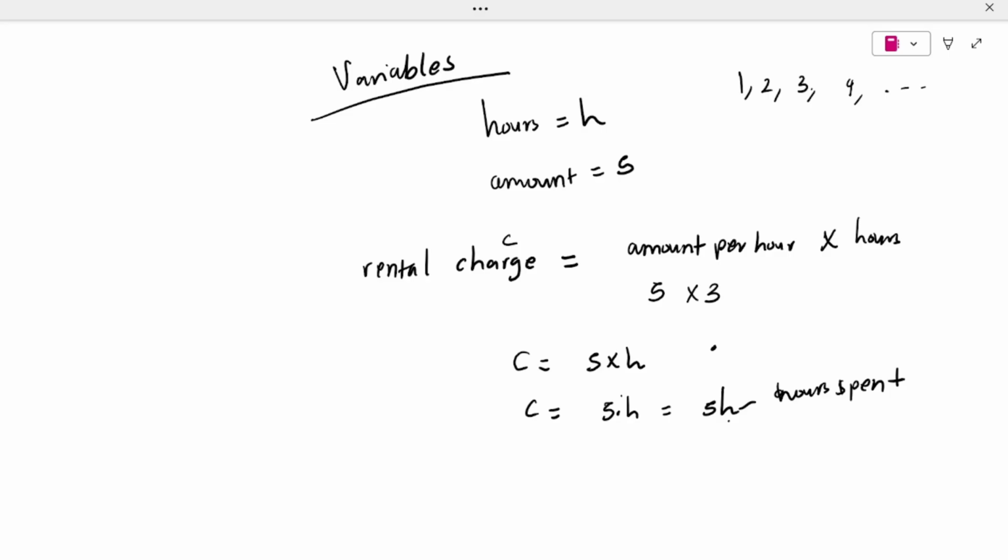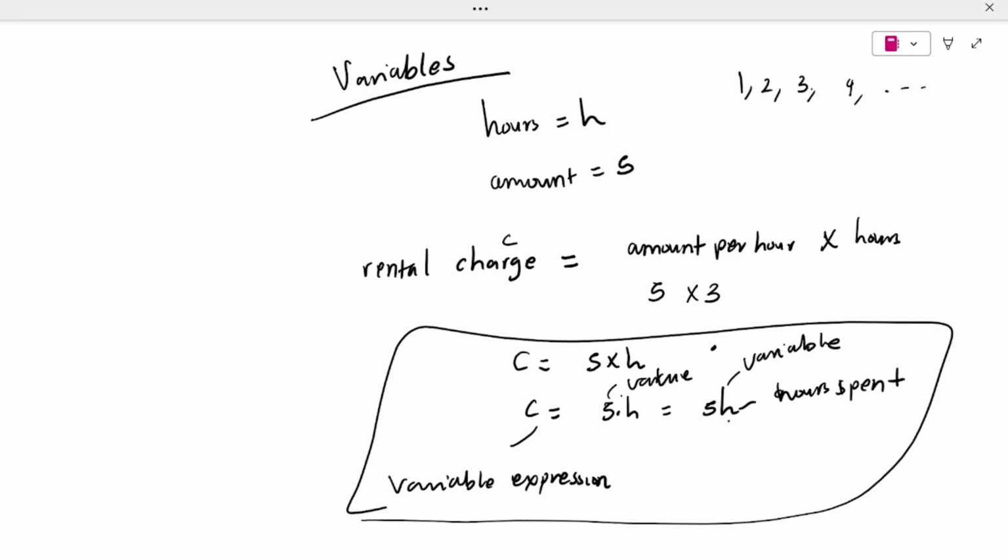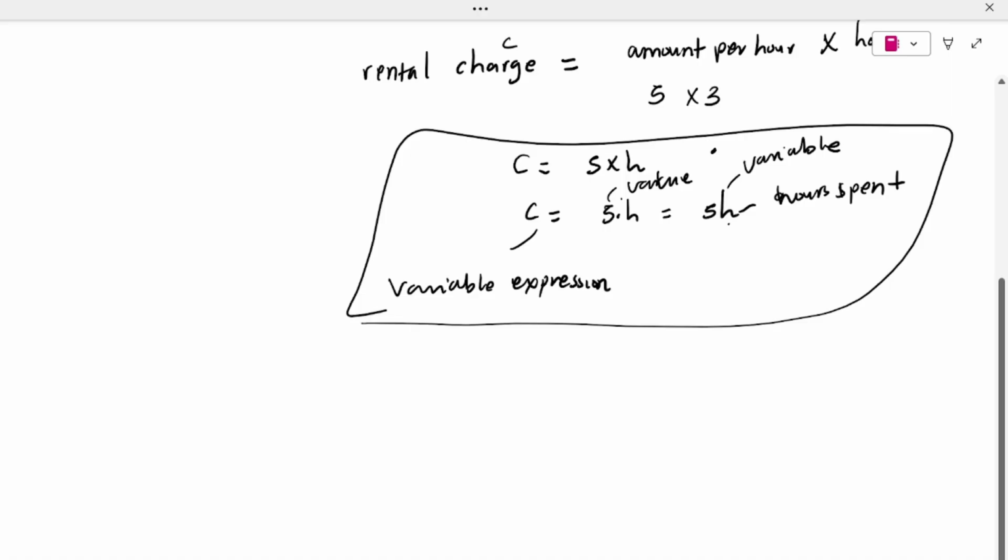So in general, this one is the variable expression, and this is the value, this is the variable. Ta-da! This is one of the algebraic expressions. There are so many algebraic expressions, as I said in the last video.